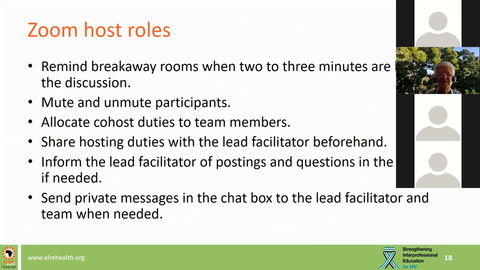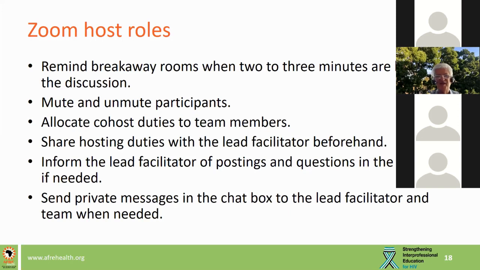Next slide. The host can also make sure that people are muted and unmuted, especially when you come in and out of breakaway rooms. People often come back and are unmuted or on video or whatever, and that can be disruptive. So if the host can be making sure that is happening, it's useful.